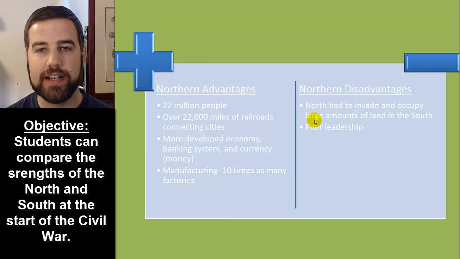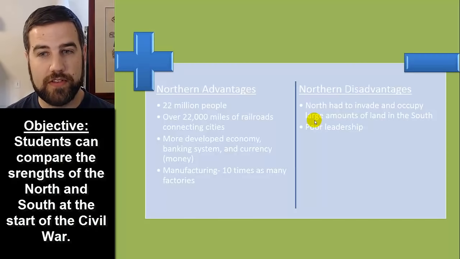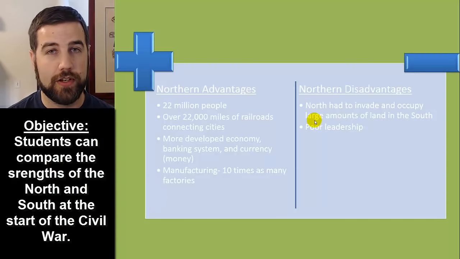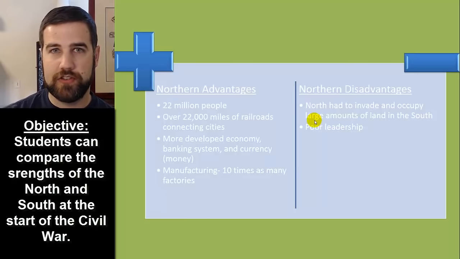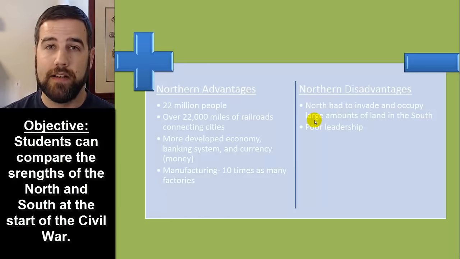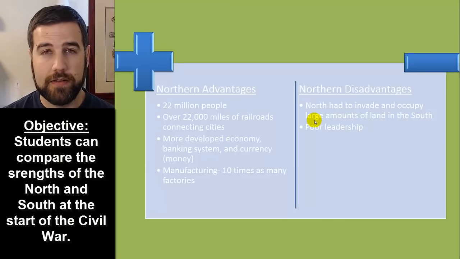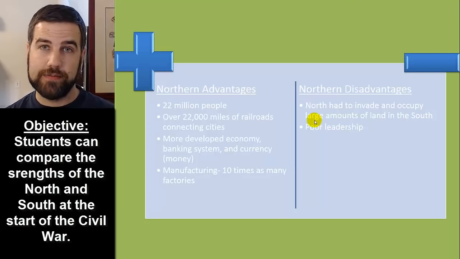Northerners have to invade. And the top leaders that were in the United States military and the Army right before the Civil War, most of them are from the southern states, and so they're going to join with their state and fight against the Union. So the North lost a lot of very capable and veteran officers and soldiers, and that's going to be one of the advantages that the South has.